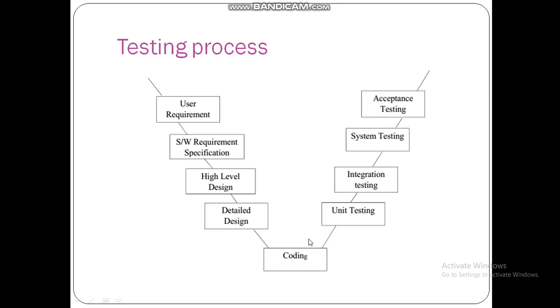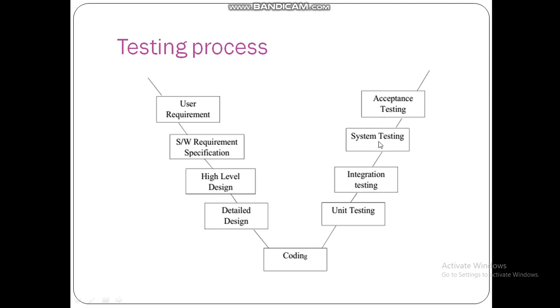After completion of code, we go to unit testing. What is meant by unit? A unit is a small block of code or part of the program. When we test a unit of the program, the testing is called unit testing. Next is integration testing. When we combine two or more modules and test them, it is called integration testing.